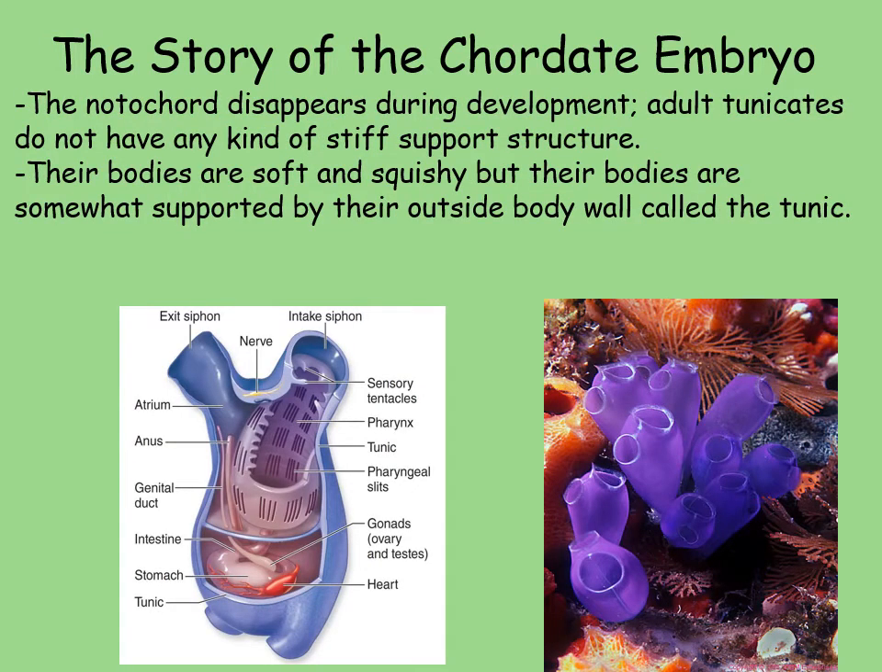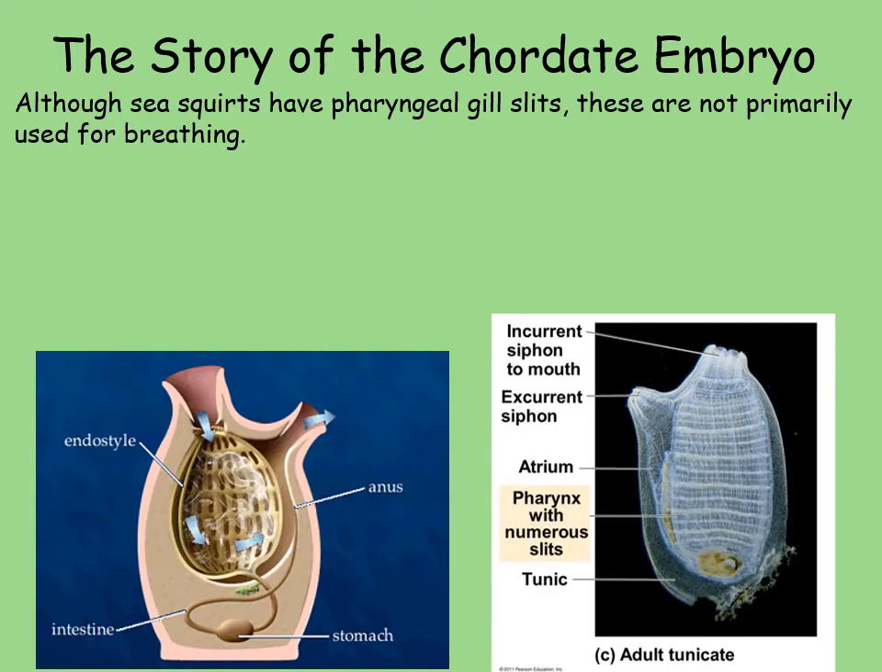The notochord disappears during development. So adult tunicates don't have any kind of stiff body support structure. Their bodies in general are soft and squishy, but they are supported somewhat by the outer body wall, which gives them support, and that's called the tunic. But there is no hard rod inside of their body that gives them support. So the notochord basically disappears. Sea squirts do have pharyngeal gill slits, but these are not primarily used for breathing.